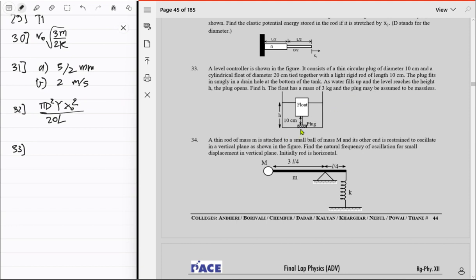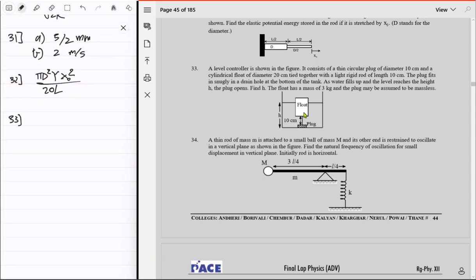ओके, तो यहाँ पे जो प्रेशर वाटर का आएगा और यहाँ पे नीचे एटमॉस्फेयर प्रेशर है, राइट? सो जस्ट रो जी एच इज द प्रेशर डिफरेंस. ओके, सो रो जी एच और क्रॉस सेक्शन एरिया सिलेंड्रिकल फ्लोट तो डायमीटर दिया है. ओके, तो यहाँ पे भी ऊपर प्रेशर लगेगा, राइट? बिकॉज ऑफ दिस गाय. The plug fits at the bottom of the tank as the water fills up, the level reaches the edge. The plug opens. I get it.